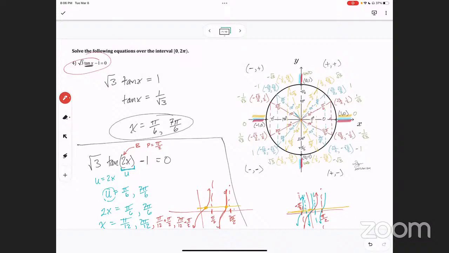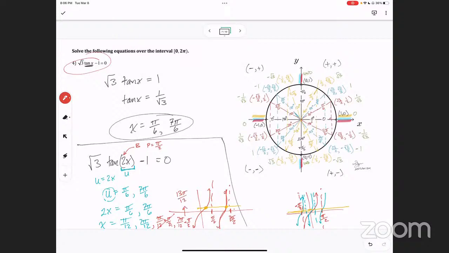So do the math on those. Pi over 2 is like 6 pi over 12, right? What's 6 pi over 12 plus pi over 12? 7 pi over 12. I already have that answer, so I don't have to write that again. But what's 7 pi over 12 plus 6 pi over 12? 13 pi over 12. Good. So there's 13 pi over 12.